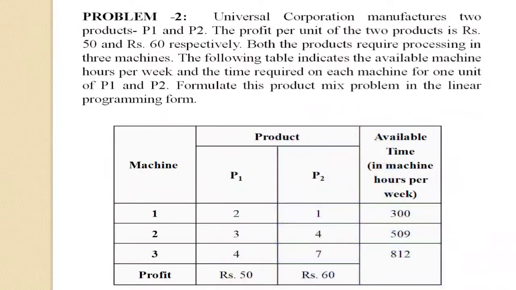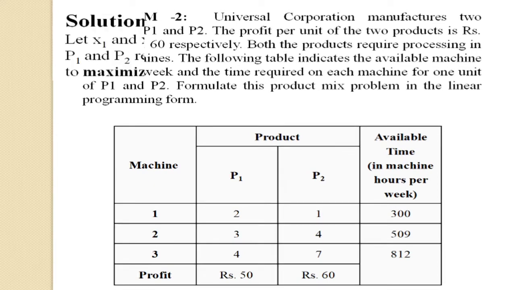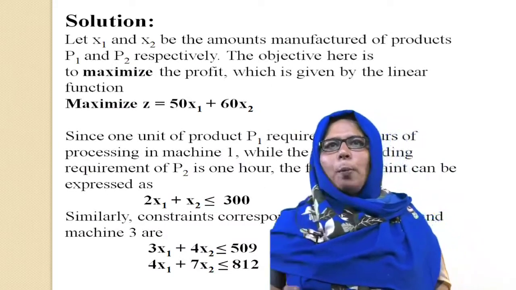So, machine 1, 2, 3, products P1 and P2. So, available time in machine hours per week: 300, 509, 812. Profit rupees 50 for P1 and rupees 60 for P2. So, the solution of this problem.